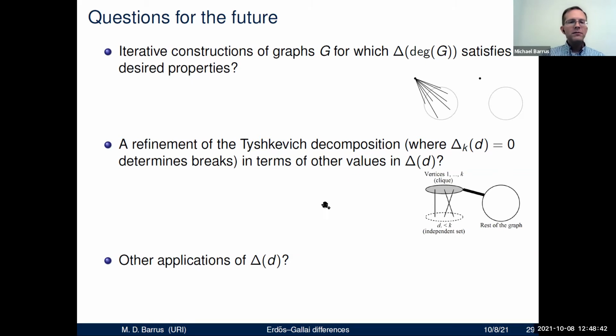In a similar vein, it's a structural problem, but maybe in a different direction. You'll remember the decomposition you get when the kth difference is equal to 0. It's a pretty nice decomposition. I'm wondering if we were to consider other differences other than 0, could we maybe refine this decomposition even further and be able to say something nice about the structure of just general graphs?